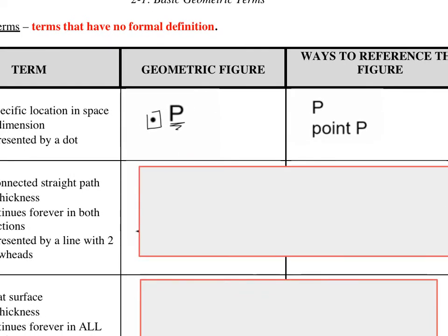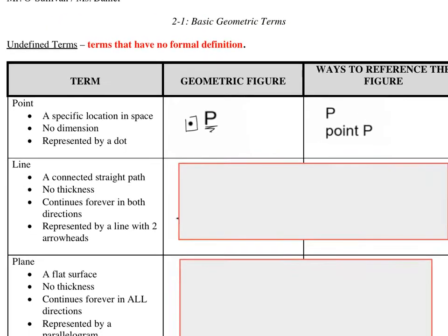And if you think about it, like when we're on our Zoom calls, you're all like little points on my screen, and your peers are also points on your screen because they're in different parts of three-dimensional space.